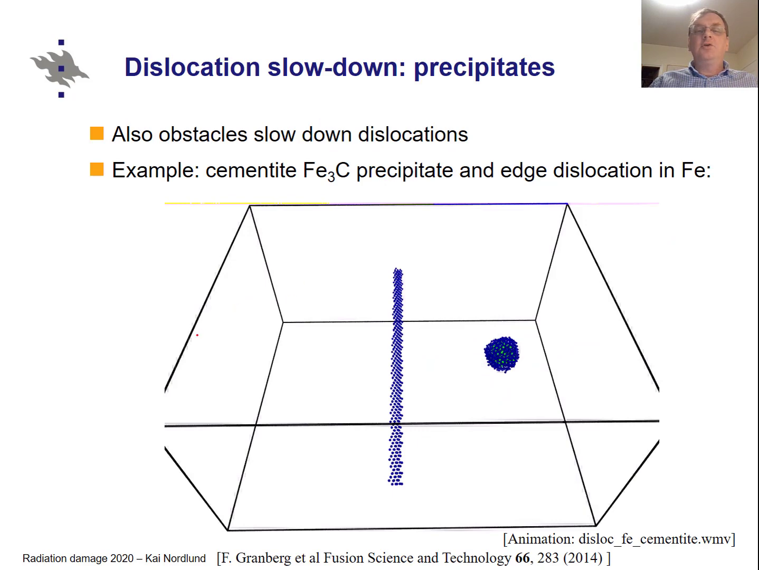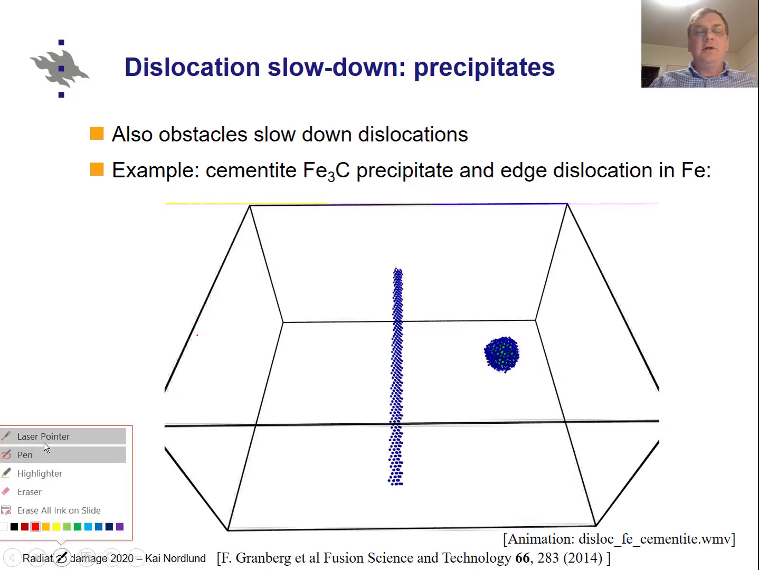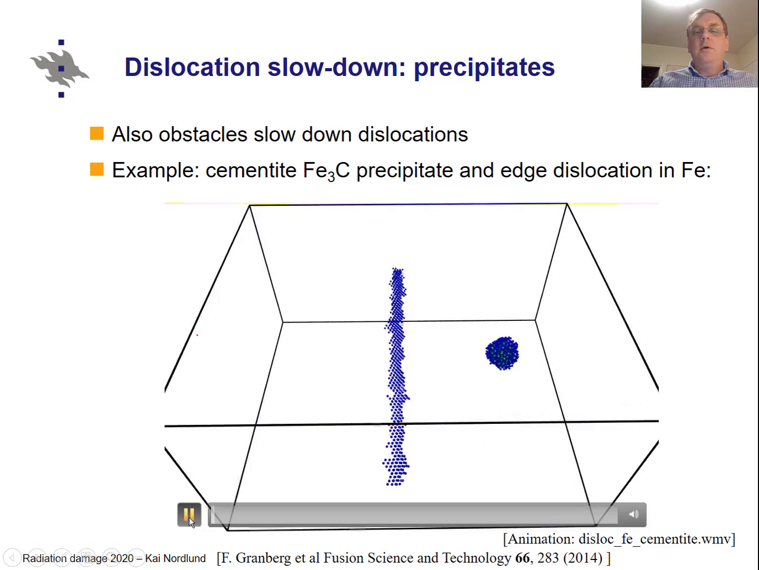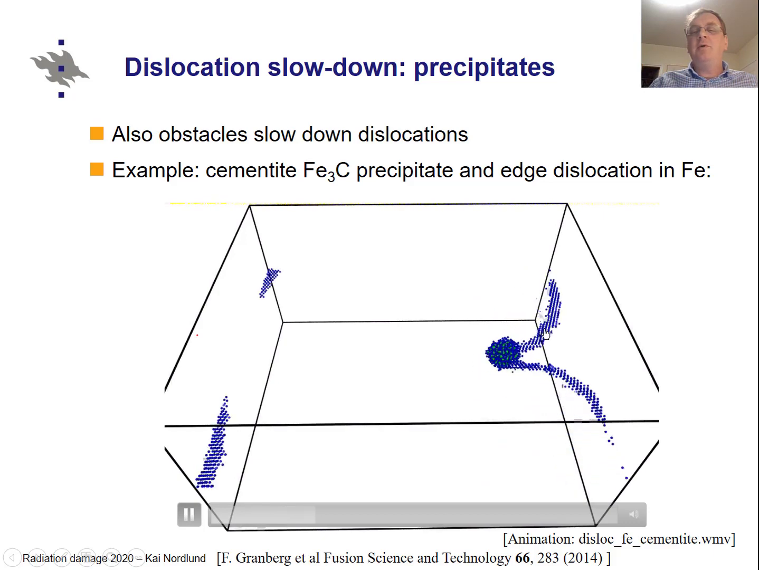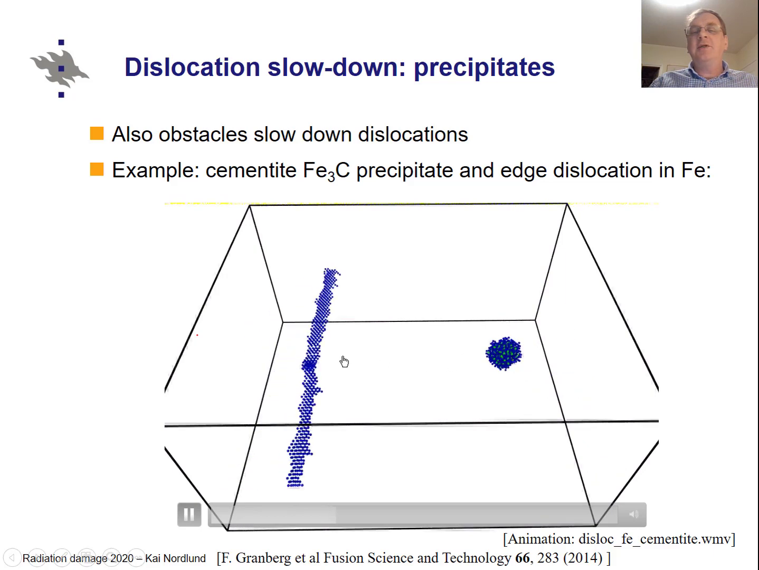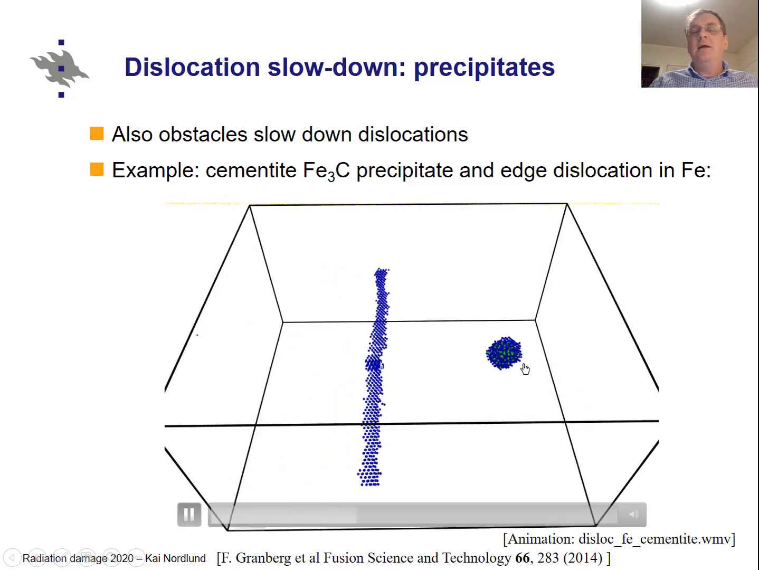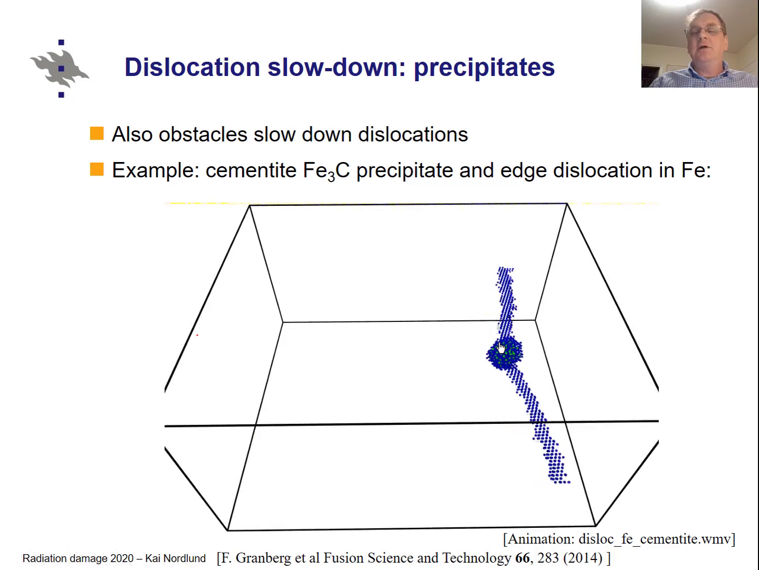Well, and then also obstacles, precipitates in metals, slow down dislocations. This animation here shows how you had an edge dislocation in iron and a cementite precipitate, Fe3C precipitate, and you see how when the dislocation comes to a precipitate, it slows down, it almost bends over, but then it eventually gets loose and speeds up again. And this actually keeps repeating. Well, in this simulation we're simply straining it, so it was run many times over, but you see that the same process repeats itself.